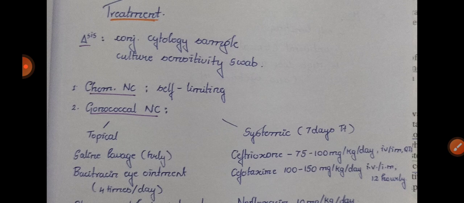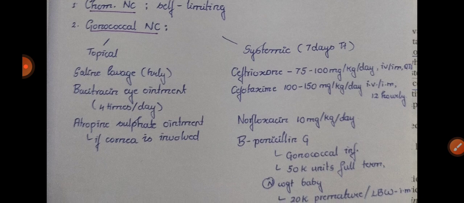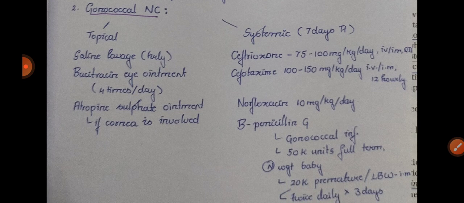Treatment. Diagnosis is by conjunctival cytology sample and culture sensitivity swab. We can take a swab and send it for culture. Chemical neonatal conjunctivitis is self-limiting. For gonococcal neonatal conjunctivitis, topical saline lavage should be done every hour, and bacitracin eye ointment 4 times a day. Atropine sulfate ointment should be given if the cornea is involved, otherwise photophobia will persist.